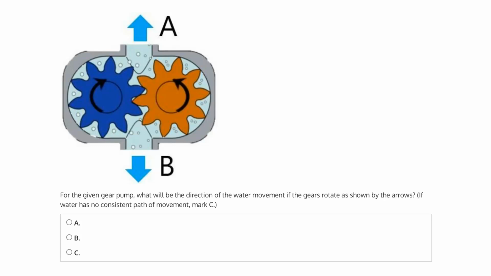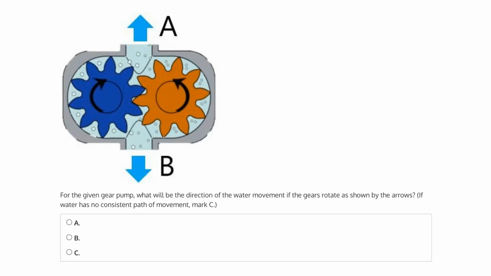So this question reads, for the given gear pump, what will be the direction of water movement if the gears rotate as shown by the arrows? So for the orange gear, we're talking about a counterclockwise rotation, and for the blue gear, we're talking about a clockwise rotation. And if the water has no consistent path of movement, then you can go ahead and mark C.